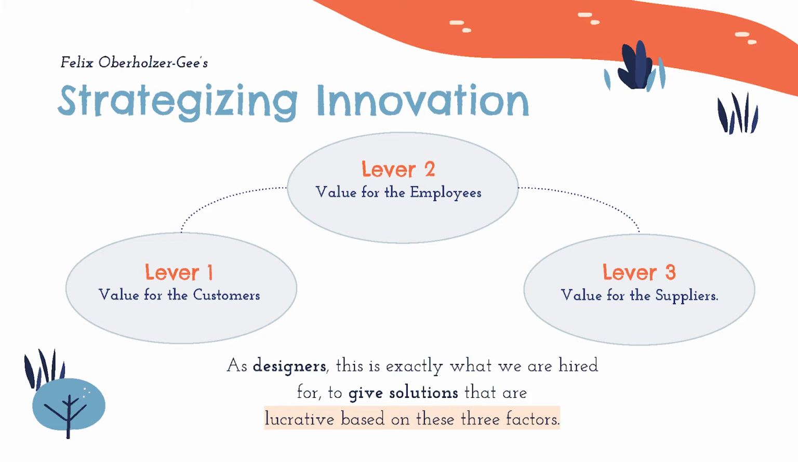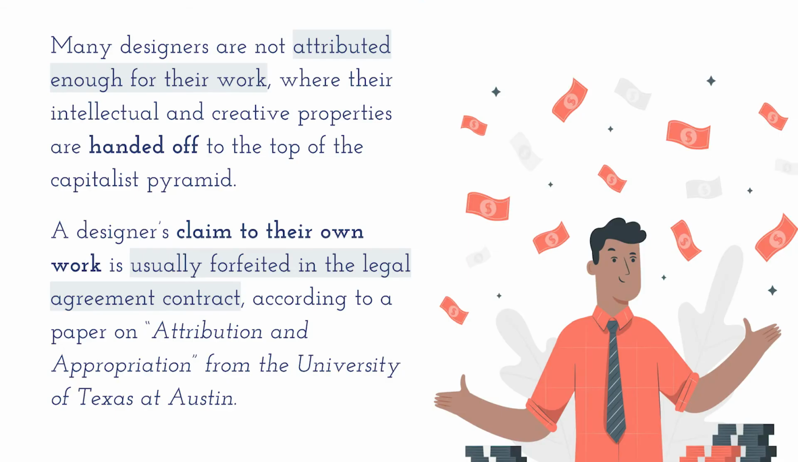As designers, this is exactly what we were hired for, to give solutions that are lucrative based on these 3 factors. Unfortunately, many designers are not attributed enough for their work, where their intellectual and creative properties are handed off to the top of the capitalist pyramid, or for better words, the high profilers at the head of the company, while not being compensated ethically for their hard work. A designer's claim to their own work is usually forfeited in the legal agreement contract, according to a paper on attribution and appropriation from the University of Texas at Austin.